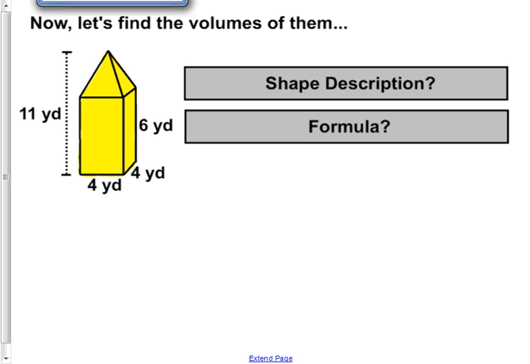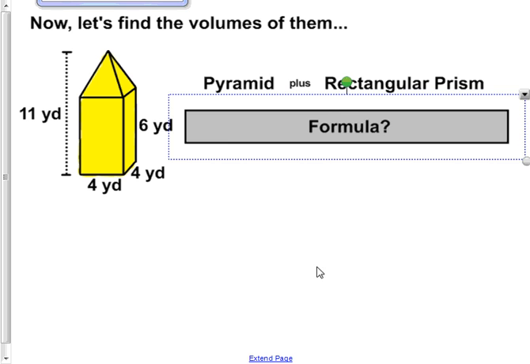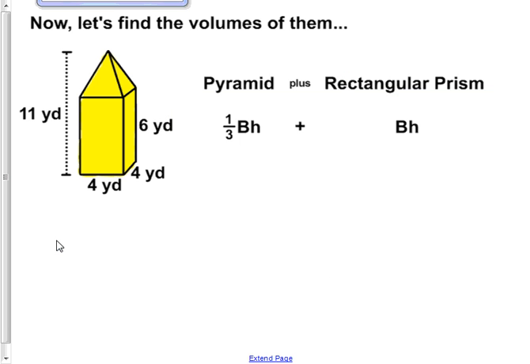Okay, so looking at the first shape again, we said that it was a pyramid plus a rectangular prism. Okay, so the formula for volume for a pyramid, the figures that only had one base, was 1/3 times the area of the base of the pyramid times the height of the pyramid. And then for the rectangular prism it is area of the base times the height. Okay, so area of the base of the prism times the height of the prism.